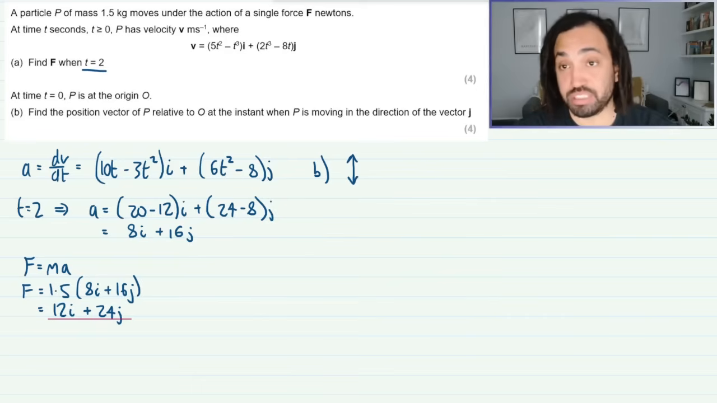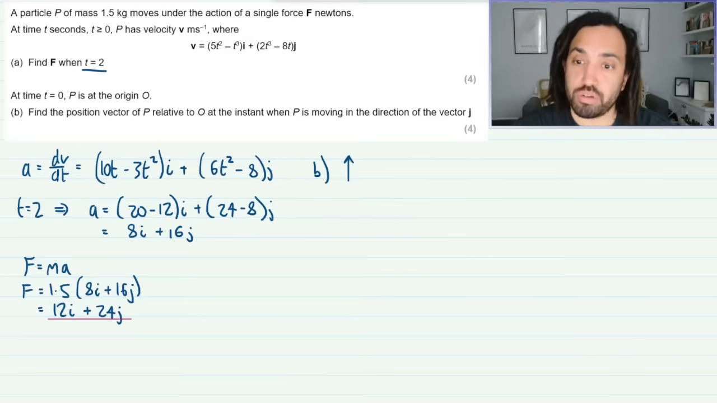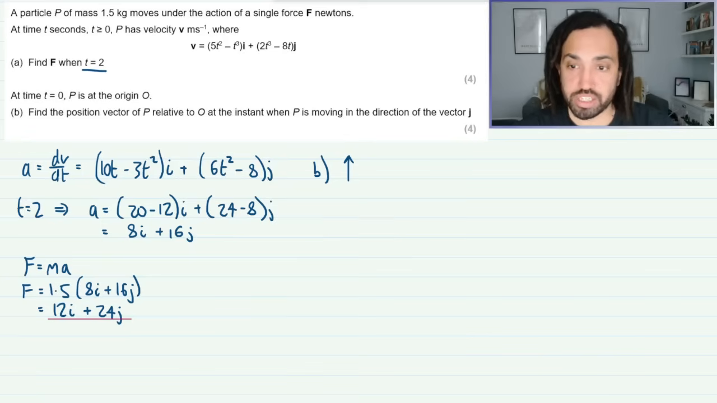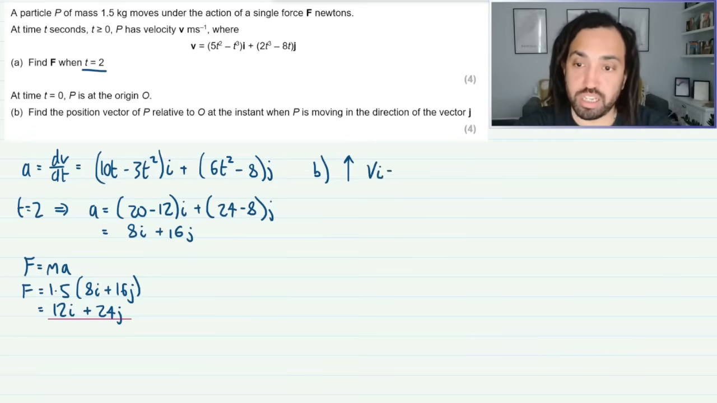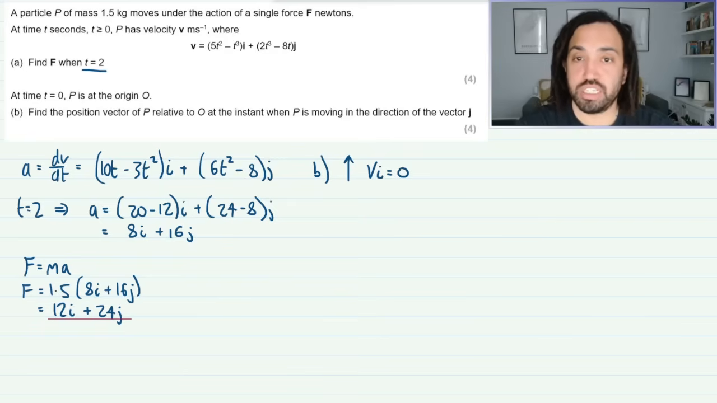In fact, actually it means it's going directly up, isn't it? Because it's just j, which is north. Okay. So when we're going directly up, it means we've got no velocity in the i direction. So it means velocity in the i is equal to 0. And what is the velocity in the i? Well, it's this equation here.